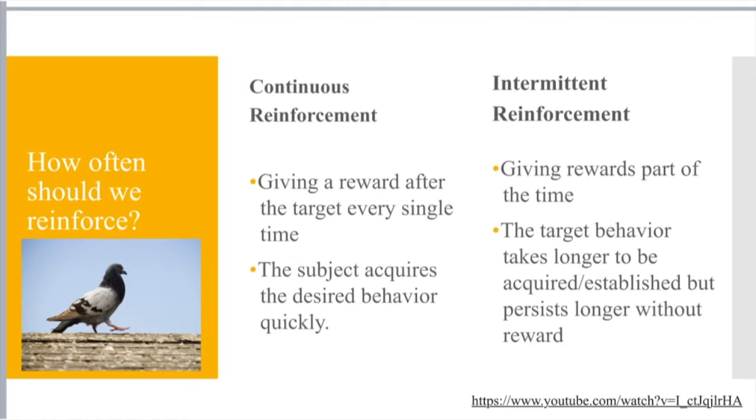Whereas with intermittent reinforcement, if a rat got the food every 5 times he hit the bar, right, he would be more likely to continue hitting the bar even though he didn't get any food for a couple of hits. So like I said, you're going to watch this video about the pigeons, and then we'll talk real quick here.